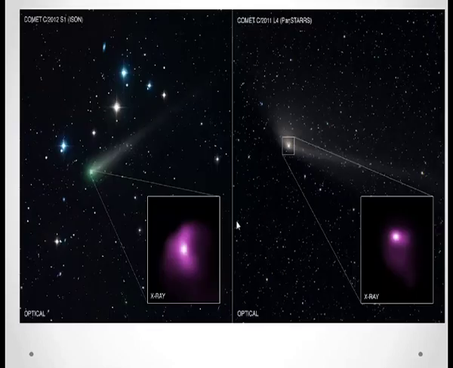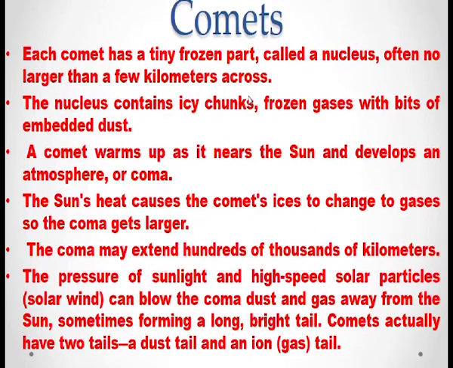This image gives the X-ray image of this comet. So this is how comets are one of the most searched objects in the solar system. Each comet has a tiny frozen part called a nucleus, often no larger than a few kilometers across. This nucleus contains icy chunks and frozen gases with bits of embedded dust.